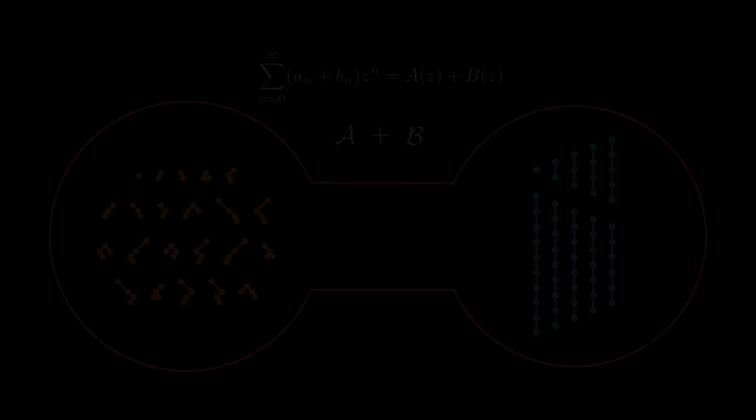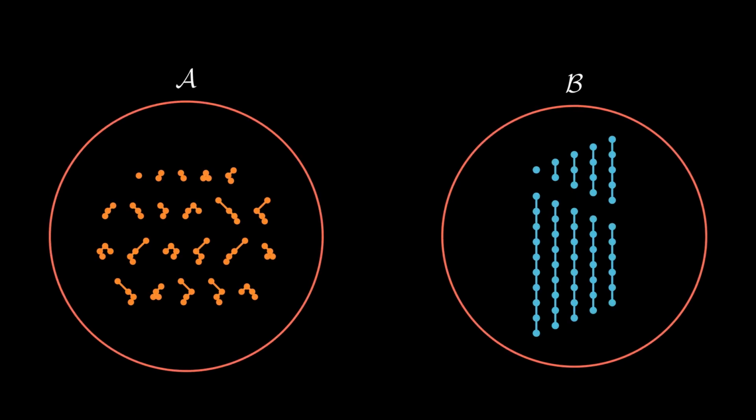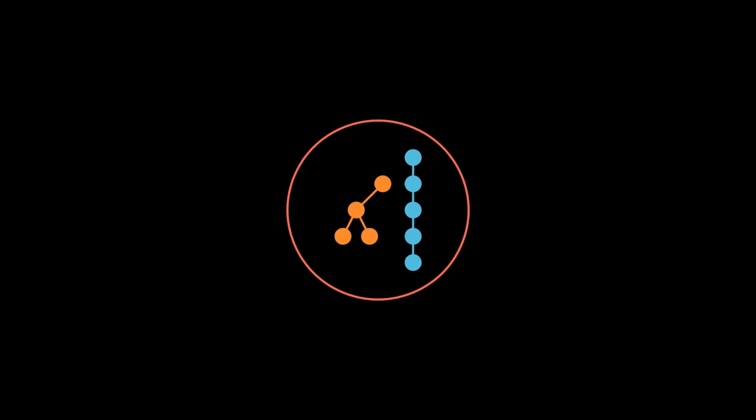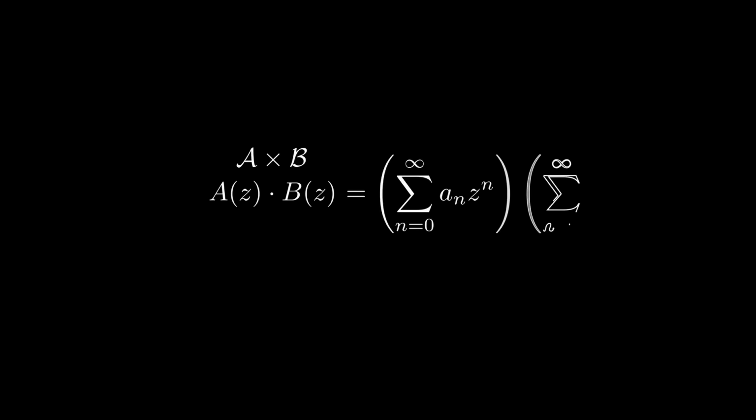The next way of building combinatorial classes out of others is a little bit more subtle. We define the Cartesian product of A and B to be all pairs of objects with the first entry coming from A and the second entry coming from B. The total number of atoms in a pair is the sum of the atoms in the first entry and the atoms in the second entry. It turns out that the generating function of A times B is precisely A of z times B of z. I encourage you to think about why this should be the case.